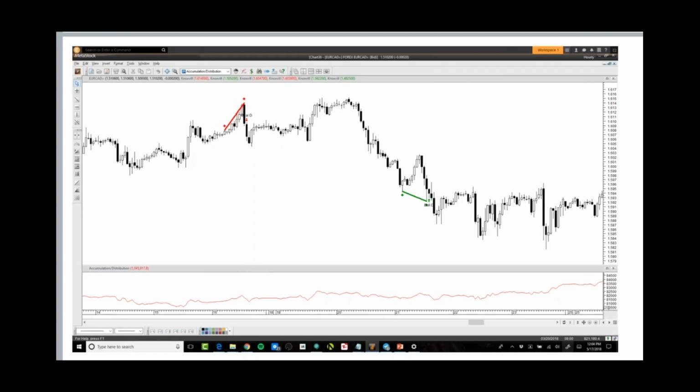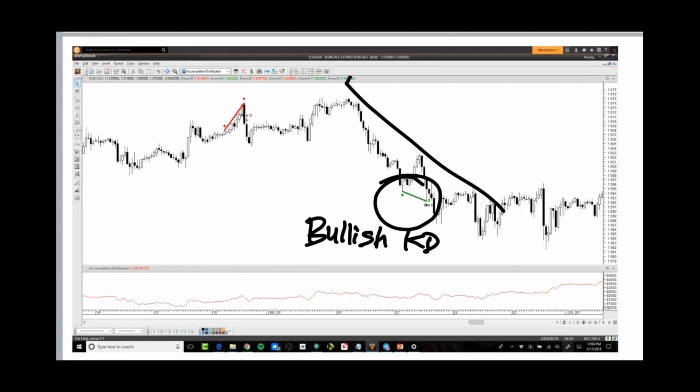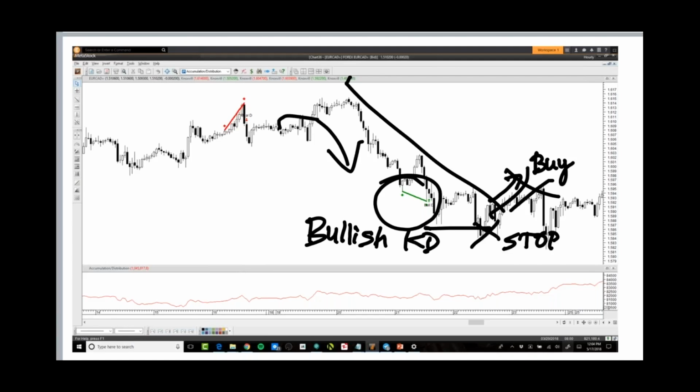So here I might see bullish KD, bullish Knoxville divergence. And then I might draw a trend line across the tops of price, might buy it when we break above the trend line. I might place a stop loss below the lows, and I might stop out of this one. So this sell trade worked, this buy trade does not, and it's all good.